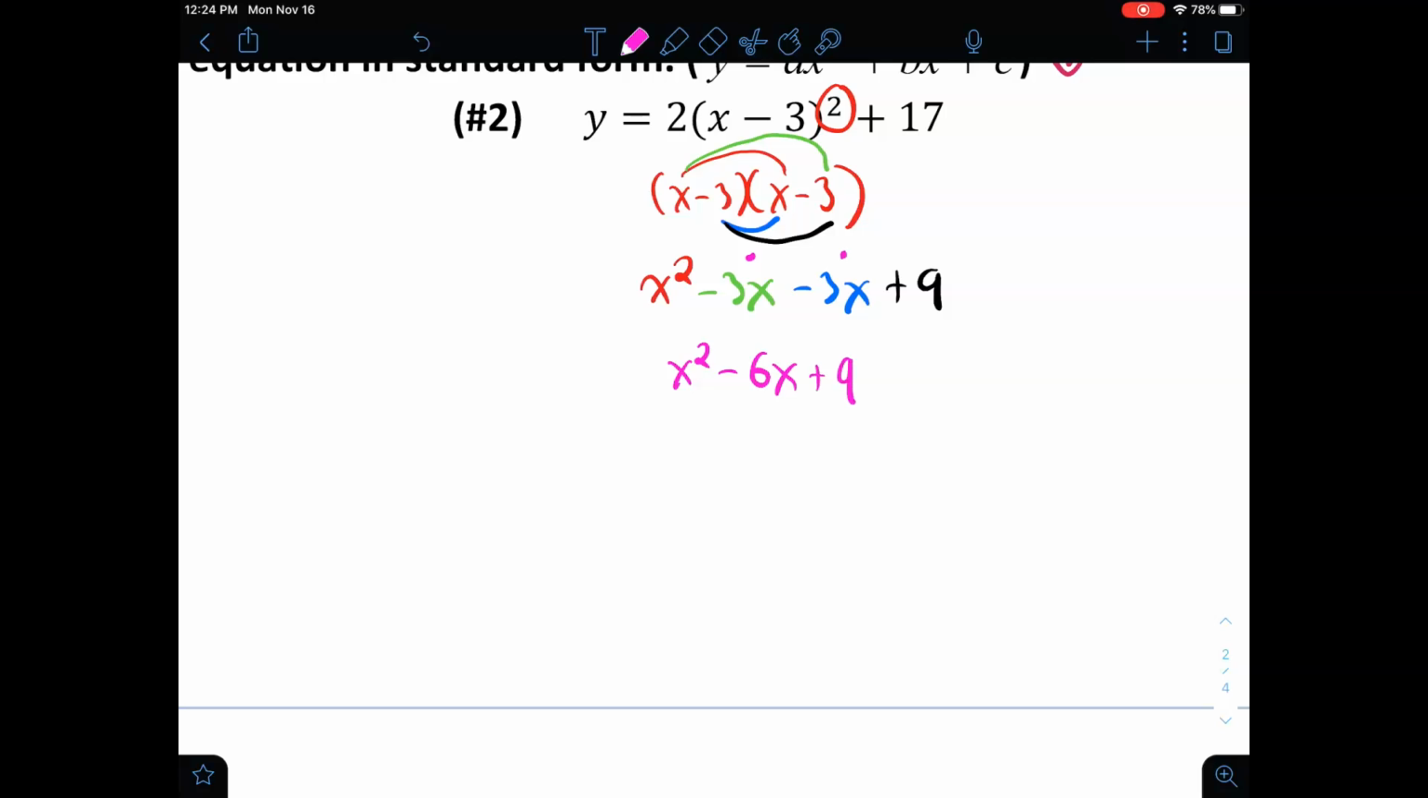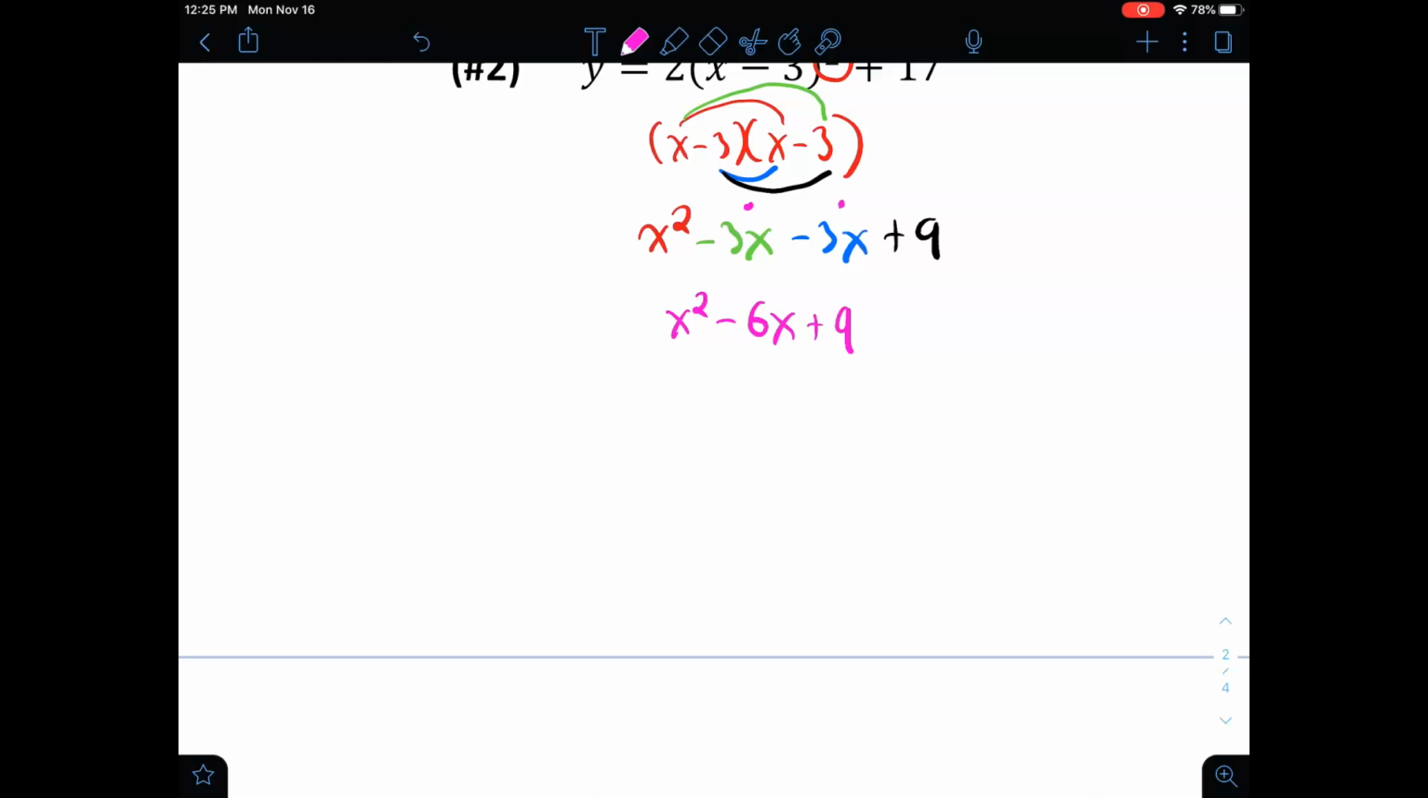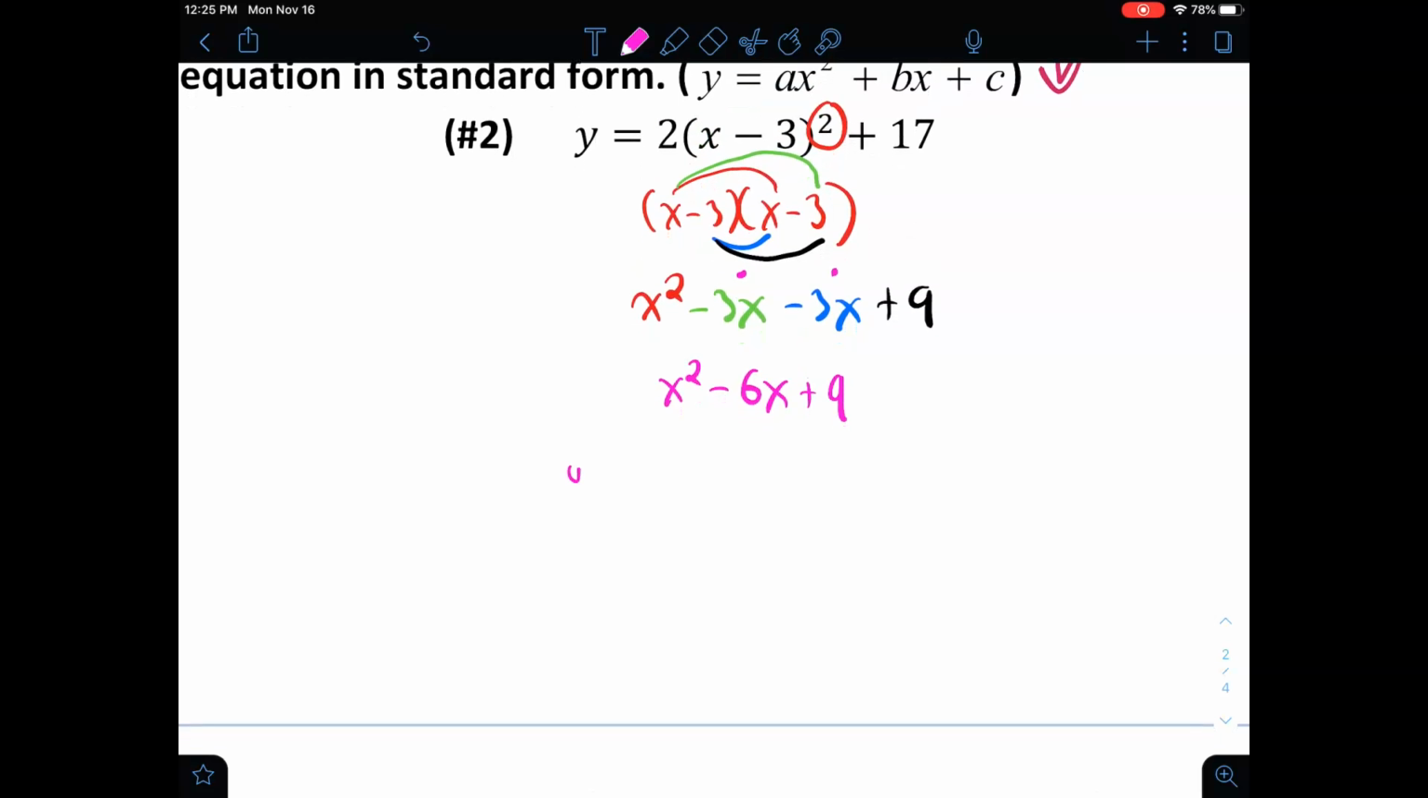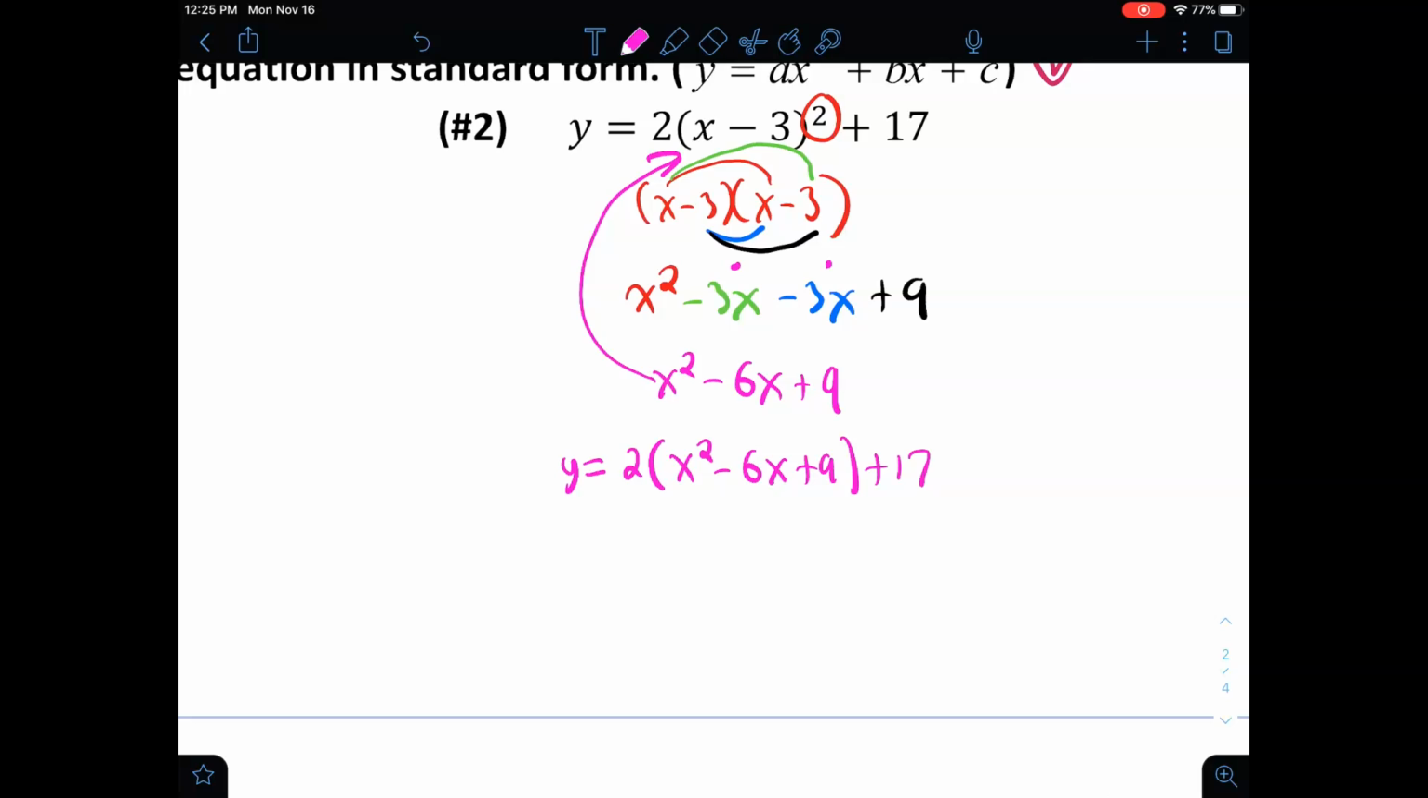If you knew the shortcut for multiplying perfect square trinomials like that, you can go ahead and do that shortcut. That works. But now we're going to take that and plug it into the original equation. So y equals 2 times x squared minus 6x plus 9, all plus 17, because that's what this is equal to. This equals this. All right, now we're going back to distribution. We need to multiply 2 by everything in the parentheses. 2 times this, 2 times that, and 2 times that.